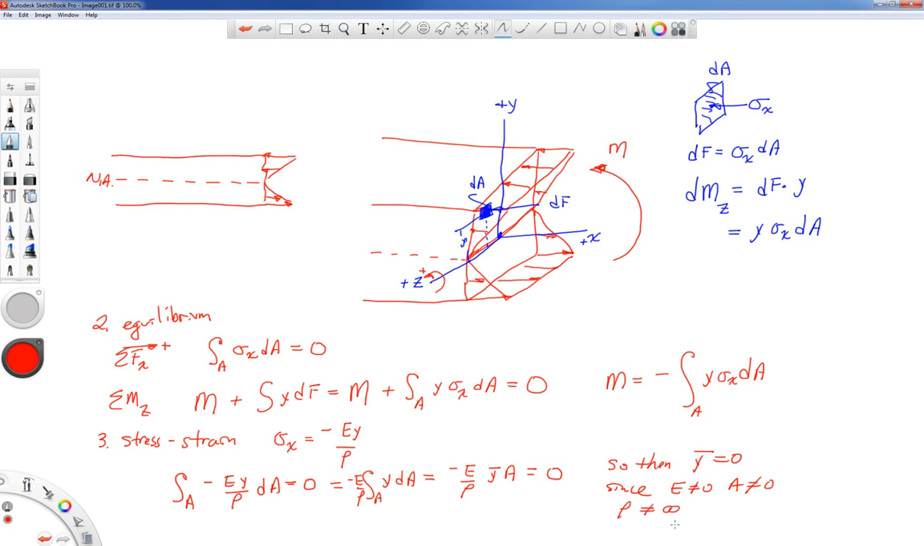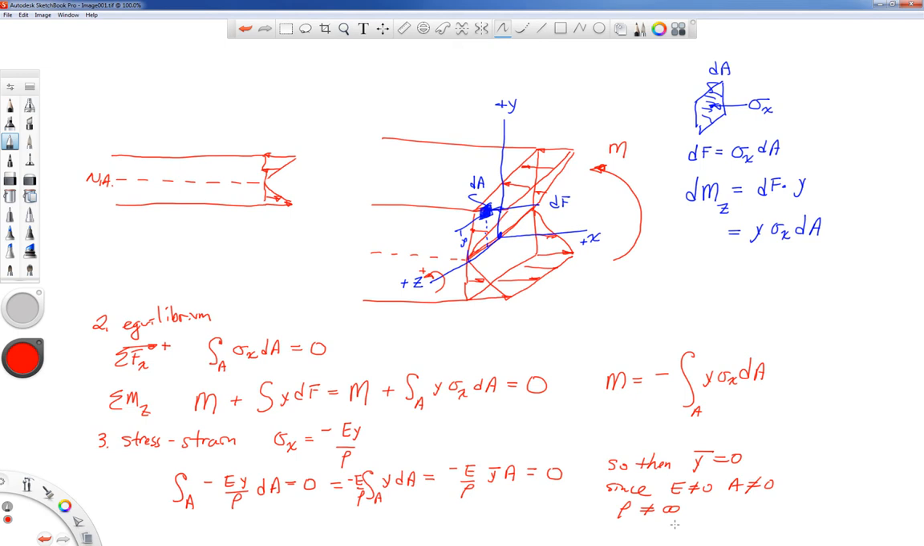Now that's kind of an interesting statement. If you remember what that means, our coordinate system starts at the neutral axis. And now we just said that the distance from the neutral axis to the centroid, that's what the y bar is, is equal to zero. What this means is something that's going to be very convenient for us.